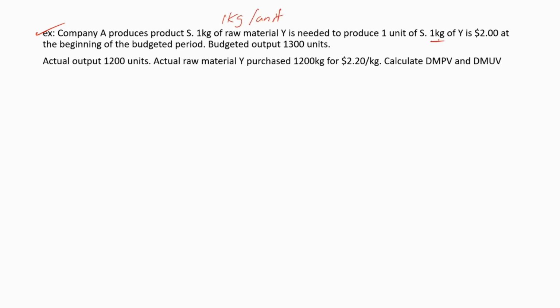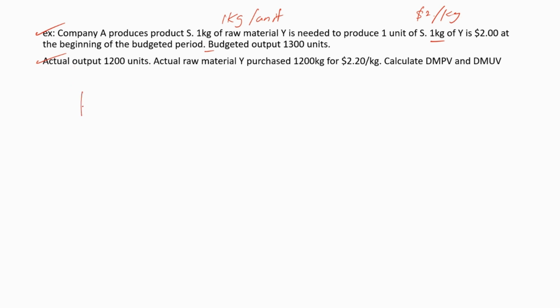1 kilogram of Y is $2 at the beginning of the budgeted period. This means $2 per kilogram. Budgeted output is 1300 units. Actual output is 1200 units. Actual raw material Y purchased 1200 kilograms for $2.2 per kilogram. Calculate the direct material price variance and direct material usage variance.